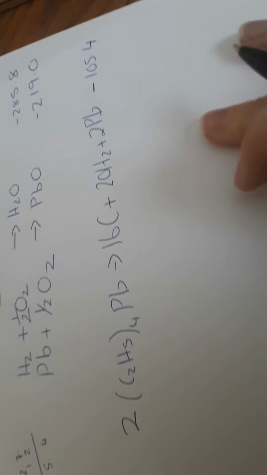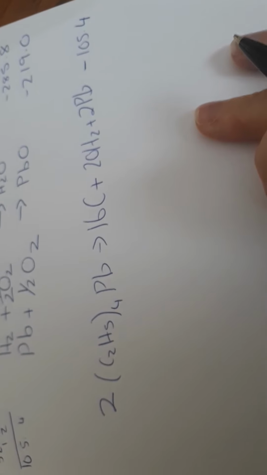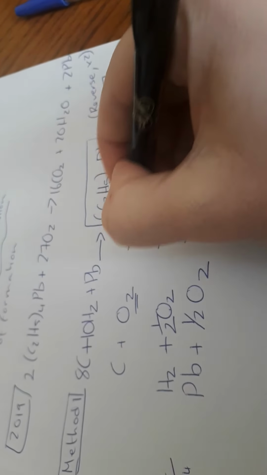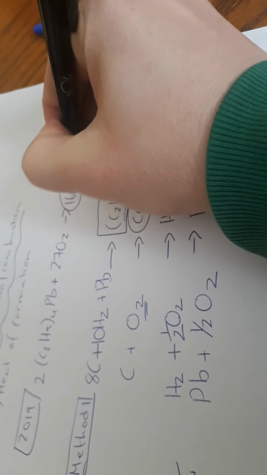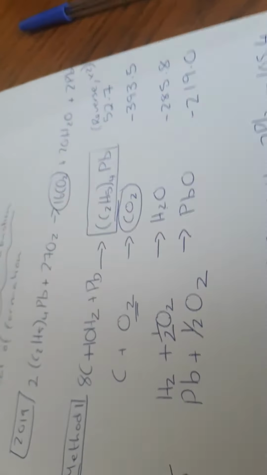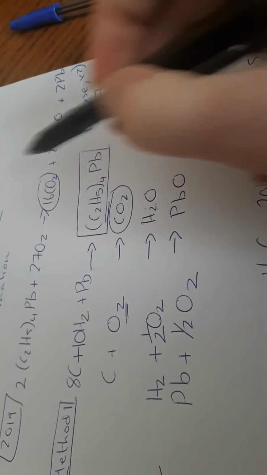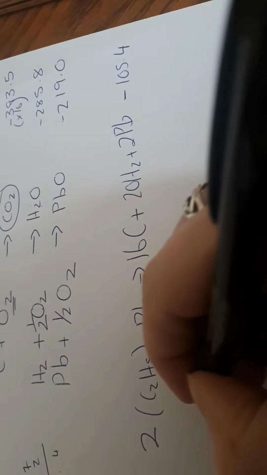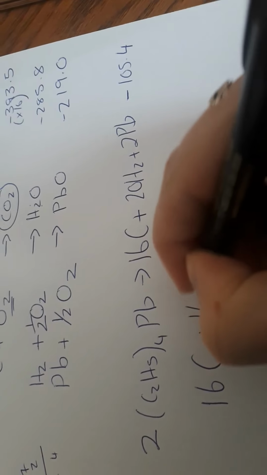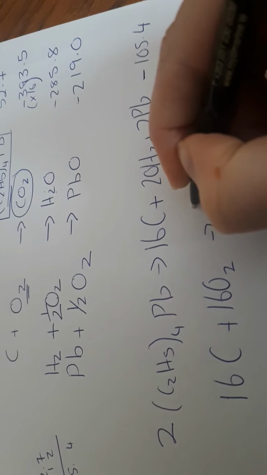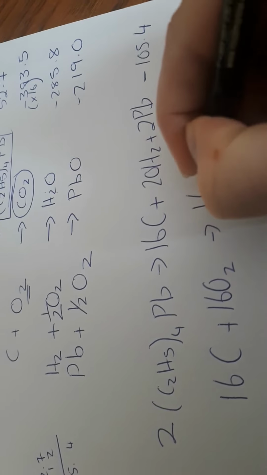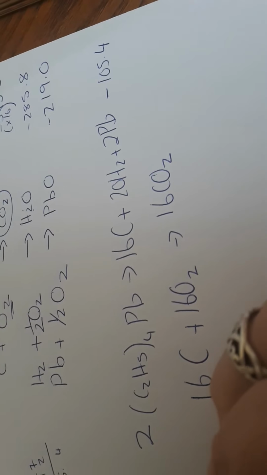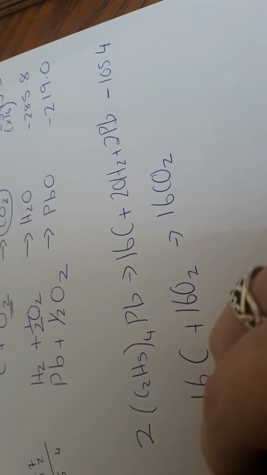Next then we have C plus O2 goes to CO2. So I'm looking at my CO2 here, and if I look, it's on the right hand side, so both on the opposite side of the arrow. But if I look here, I've only 1 and I've 16 here. So I have to multiply this by 16. So that gives me 16C plus 16O2 goes to 16CO2. And I'll have to come back to minus 393.5 multiplied by 16.